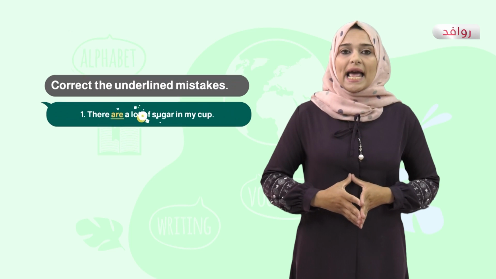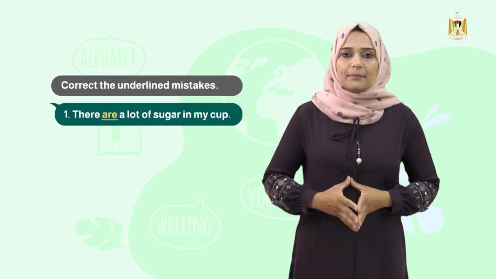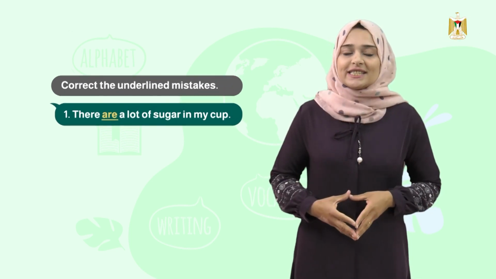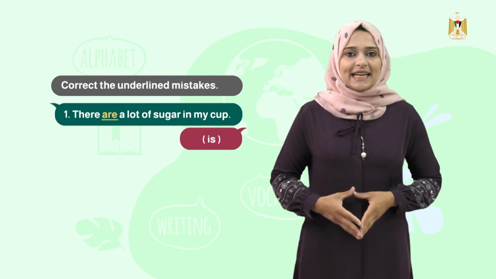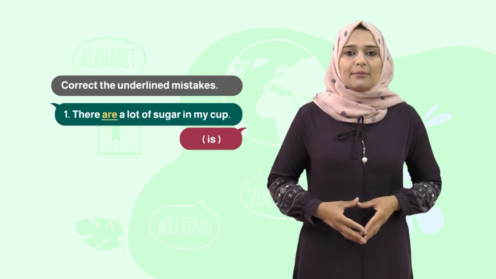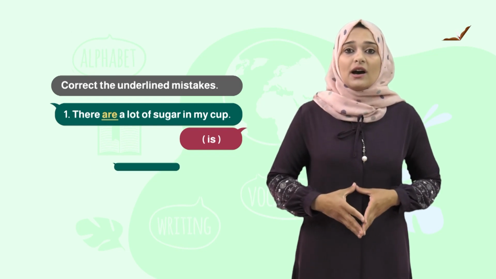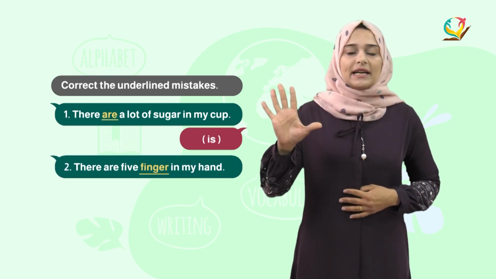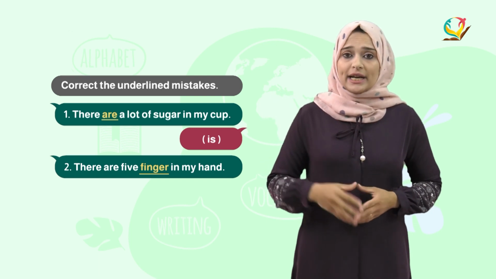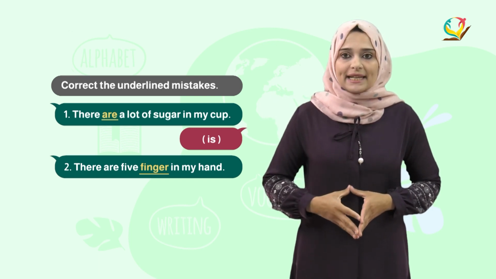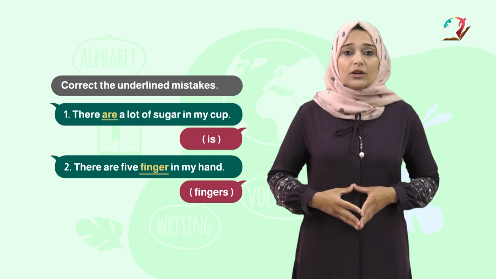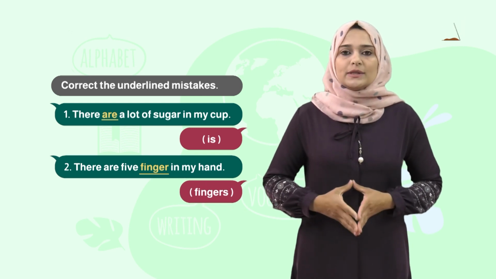Now, let's practice. Correct the underlined mistakes. 1. There are a lot of sugar in my cup. The correct answer is there is, لأن الكلمات الغير معدودة نعاملها معاملة المفرد. 2. There are 5 fingers in my hand. Can you correct finger? Great, fingers. Because it's countable, we use the plural s.